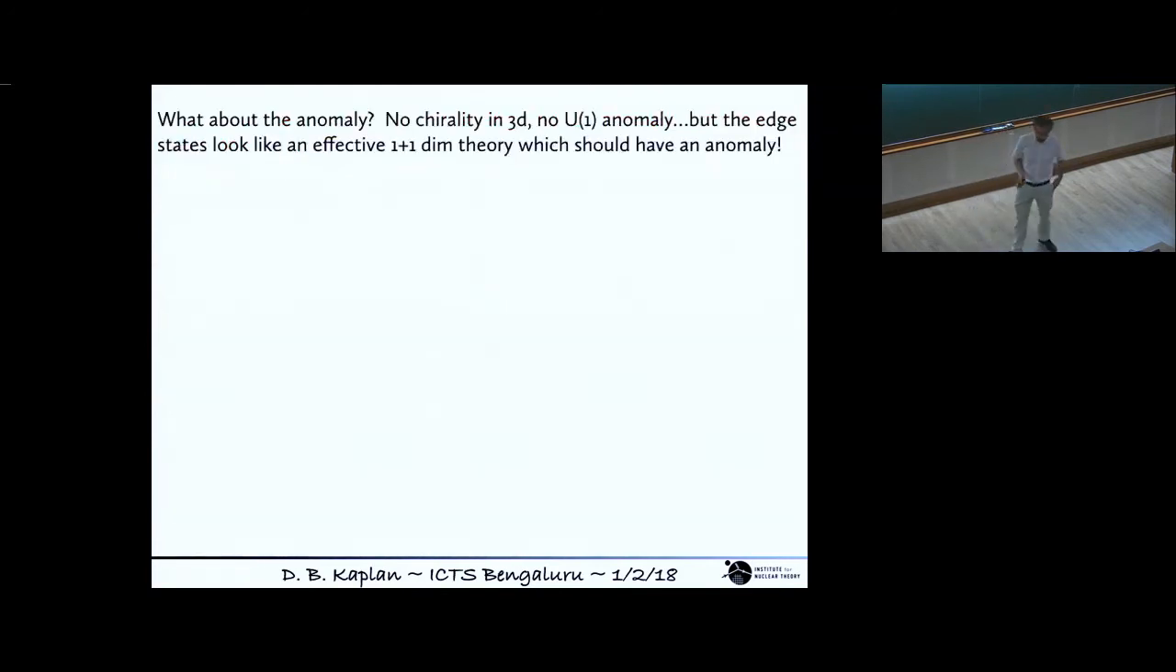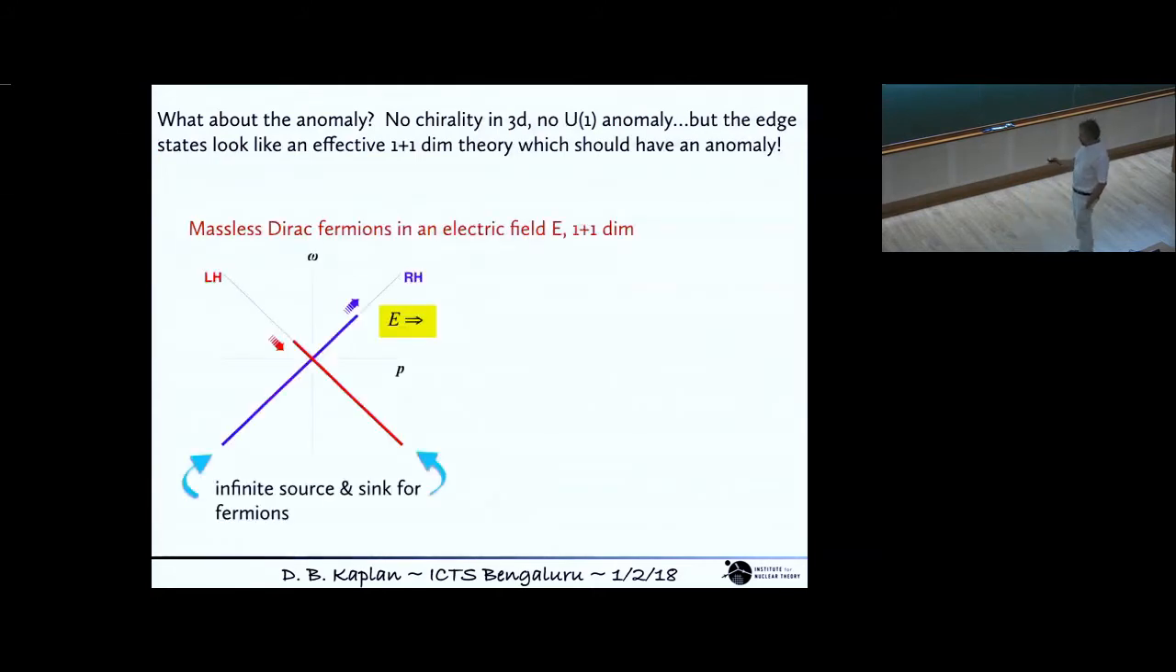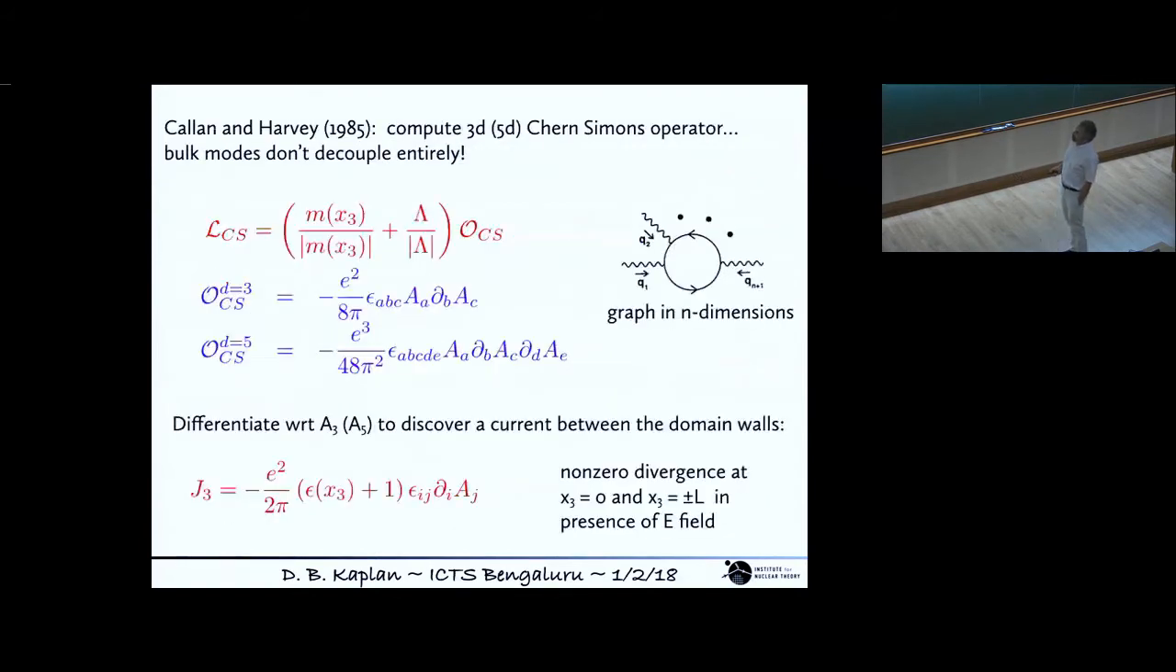So what about the anomaly, though? Your 3D theory has no U1 anomaly. Currents that are conserved classically are exactly conserved. But on the other hand, the edge states describe an effective 1 plus 1 dimensional theory, which should have an anomaly. So here, this is the same picture I showed yesterday. Here is the dispersion relation for the fermions on the edge. And you know that if you turn on an electric field, you have to have a change in the number of right-handed modes on one wall and left-handed modes on the other. So this was answered by Callan and Harvey in the mid-'80s.